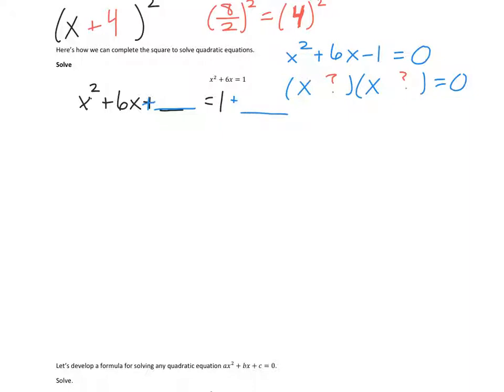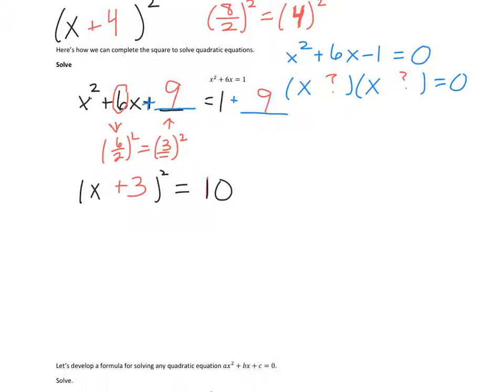Perfect square trinomials all have the same form. We take the middle coefficient, positive 6, divide by 2, and square it. So 3 squared is 9, and we add 9 to both sides. Then x squared plus 6x plus 9 factors as x plus 3 squared, and on the right, 1 plus 9 is 10.